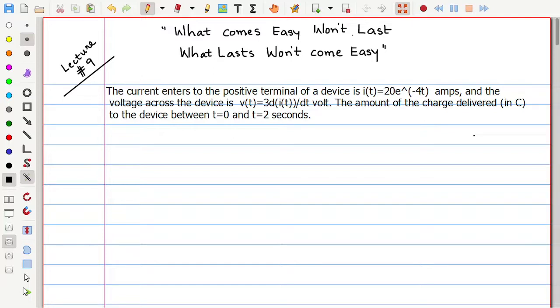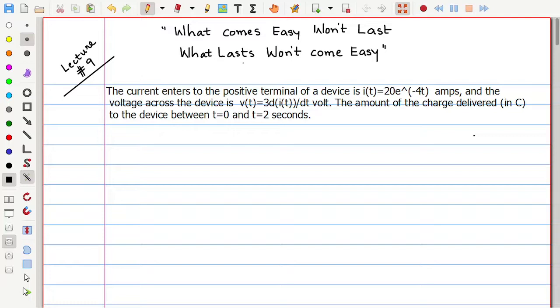What comes easy won't last. What lasts won't come easy. So you need to put in a little effort. If you want something to last long, you have to work a lot. What lasts won't come easy.